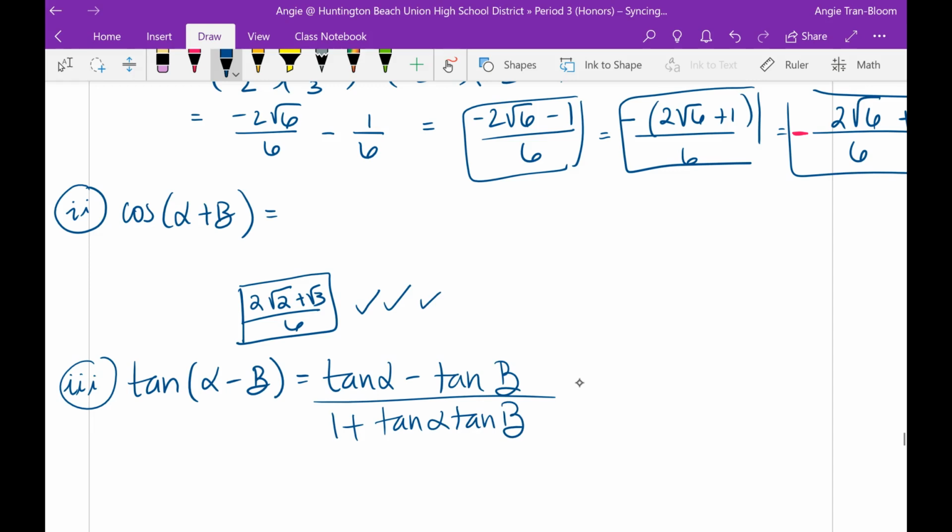Here we go. Sophia, what's tangent alpha? Negative rad 3. Perfect. Minus, what was tangent of beta? Aiden.